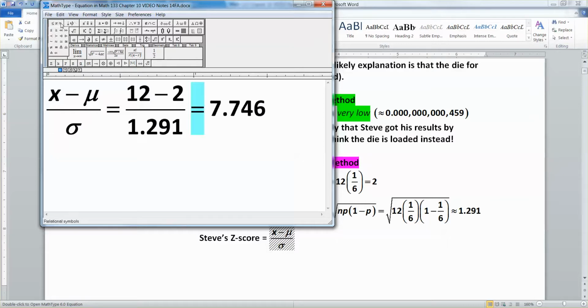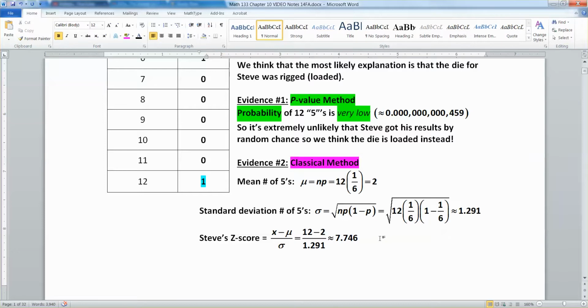Approximately. Now, that standard deviation, think about that. You're saying that he is 7 standard deviations away from the rest of the group. He is far away from the mean that we expect. Steve is far away from the rest of the group and the mean. Therefore, we think his die was loaded.